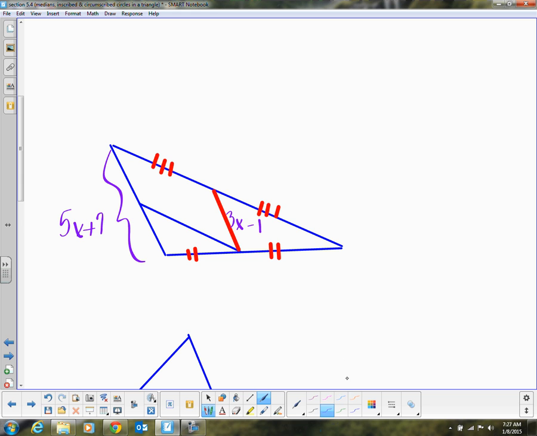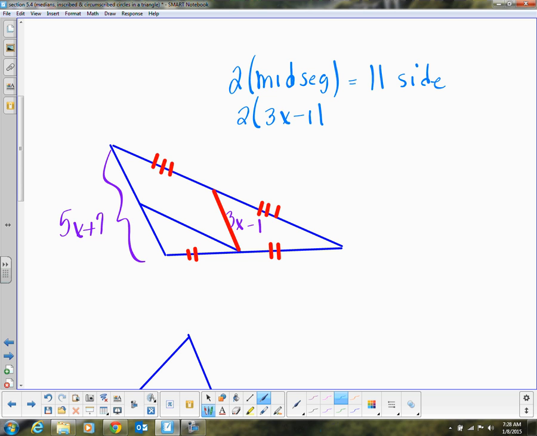Bree, what's the concept here? How many mid-segments? 2 mid-segments equal what? Third side or parallel side. So which one's the mid-segment? Which is the parallel side? There you go. And you solve from there.